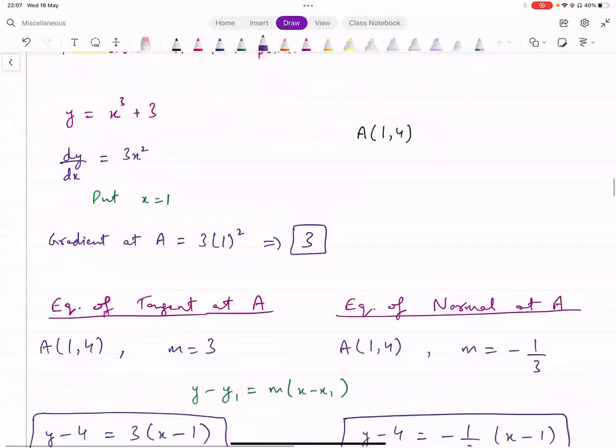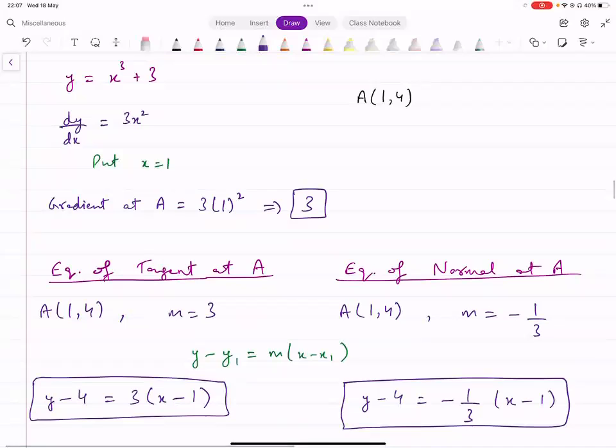Let's take an example. Let's say we've got that same curve, y equals x cubed plus 3. इसके derivative हमारे पास क्या आ गया? 3x square. Why do we need to do that? Because we're looking for gradient. Derivative आपका gradient represent कर रहा होता है. 3x square आपका डेरिवेटिव आ गया.